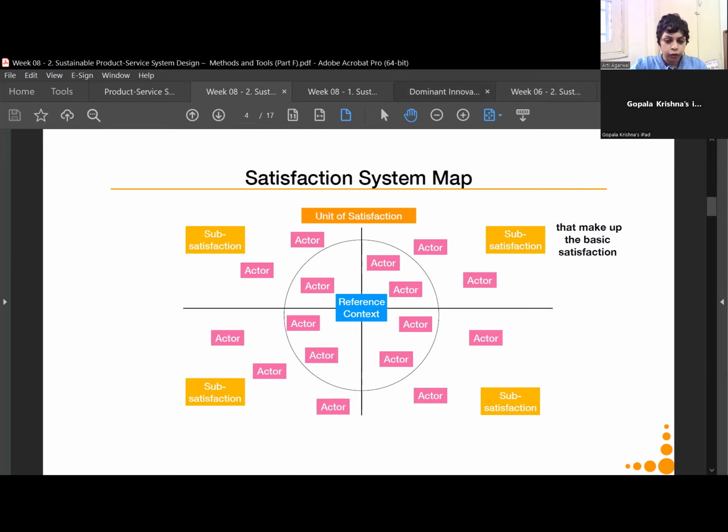Now in the satisfaction system map, we already know all these actors. We already know their incentives or their area of influence. We know all of that. Now we are trying to shift the focus towards the actual PSS design. And even in that, the bigger focus is on the system and the service part of it, not that much on the individual product per se.